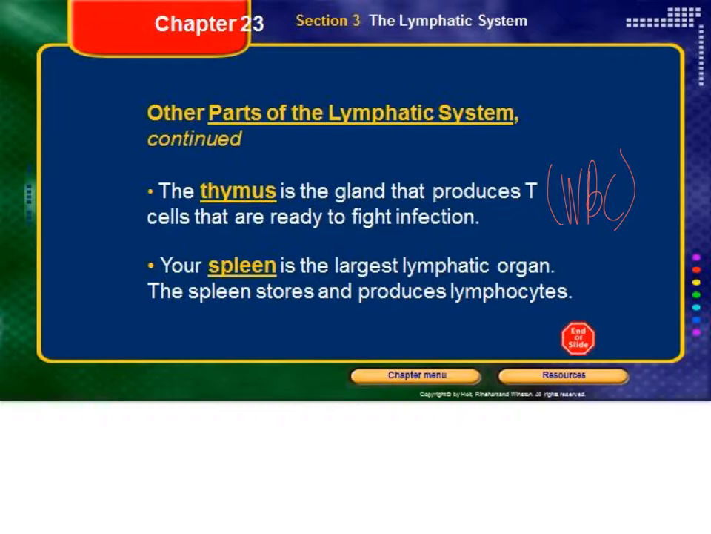And then your spleen is the largest lymphatic organ. It stores and produces lymphocytes. So we also said that bone marrow makes lymphocytes, so your spleen makes them too. Does anybody know what's special, or I don't know if special's the right word, about your spleen? Why and when doctors might find it important to keep an eye on your spleen?